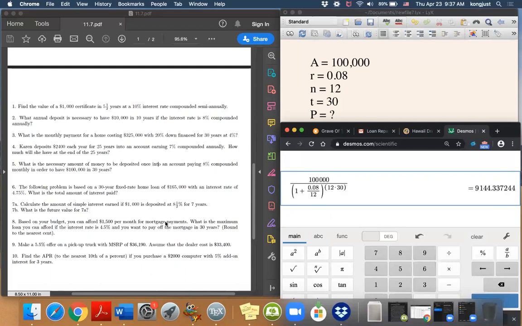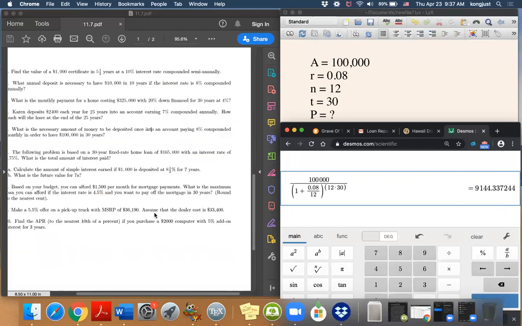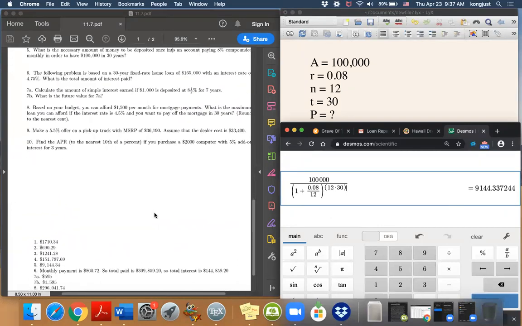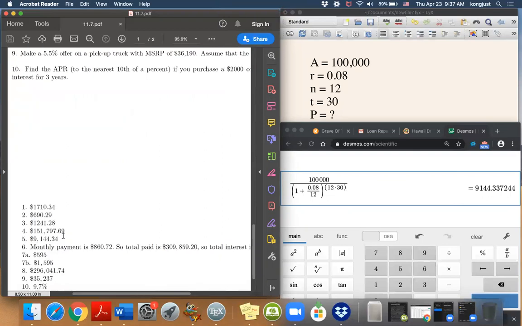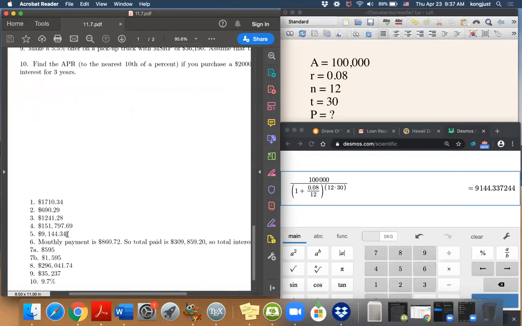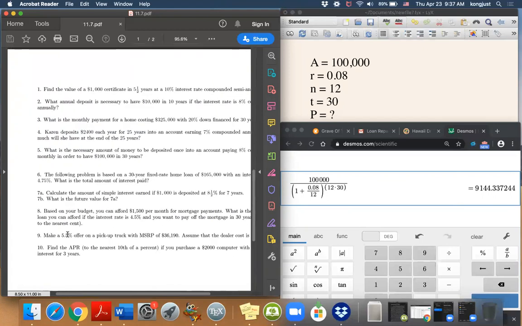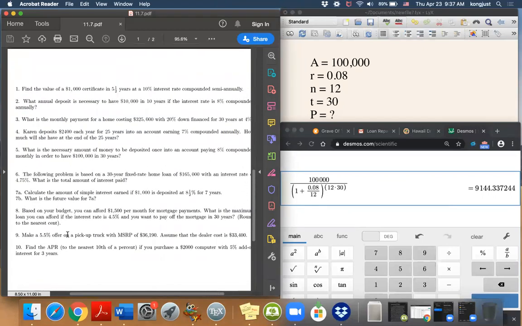Looks like I need to put in $9,144. So if I put in $9,000, then I'll end up with the value that I want. $9,144.34. Okay, let me know when you guys are there, and then we'll go to the next one.